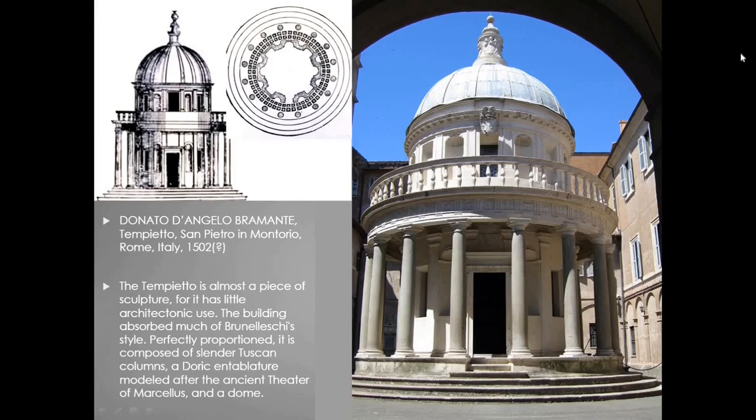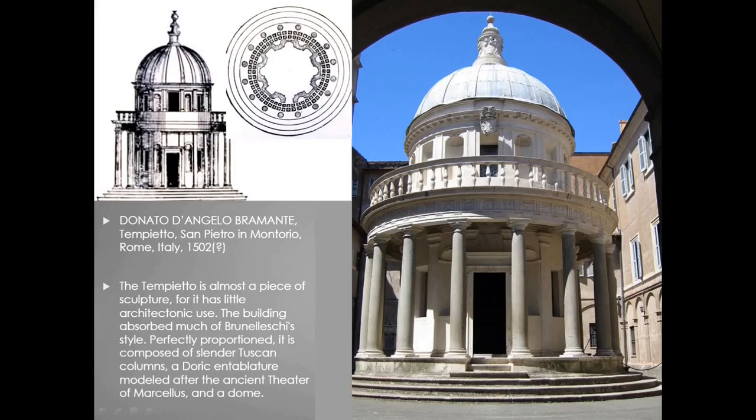The Tempietto is almost a piece of sculpture, for it has little architectonic use. The building absorbed much of Brunelleschi's style and is perfectly proportioned. It is composed with the slender Tuscan order, a Doric entablature molded after the ancient Theater of Marcellus, and there is also a dome.